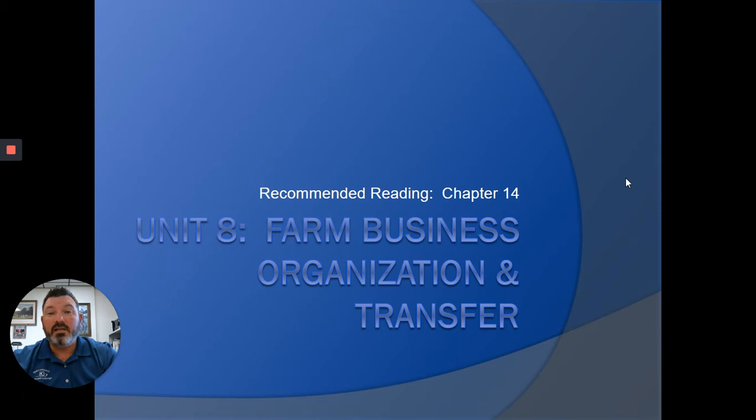This is Unit 8, and we've moved into the final segments of our class, where we talk about a lot of the management, structural, and decision-making things that we might have to do, with an overarching picture now of your total operation. Unit 8 focuses on farm business organization and transfer, and this one gets into some really interesting discussions on how your farm is structurally managed and who makes the decisions. Recommended reading here is chapter 14.